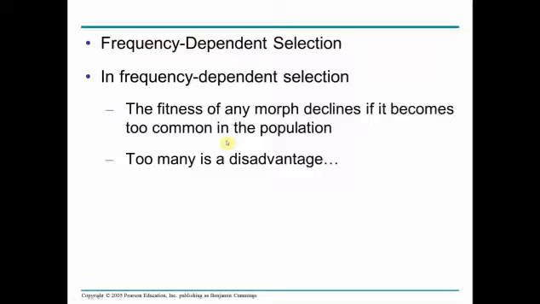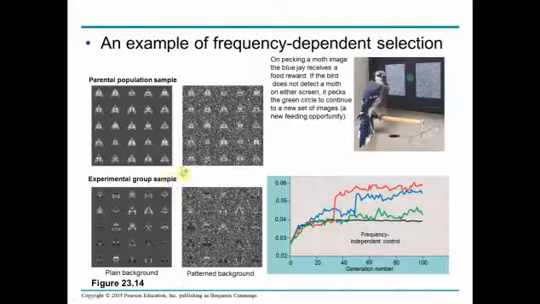Now, sometimes within a population, there can be too many. At some point, there are too many in a population, so the fitness of any certain morph will decline if it's too common in that population. There just gets to be too many. It makes it too visible or too easy, or pushes out other members of the same morph, so some of them die off. This is frequency-dependent selection, when the frequency is too high.